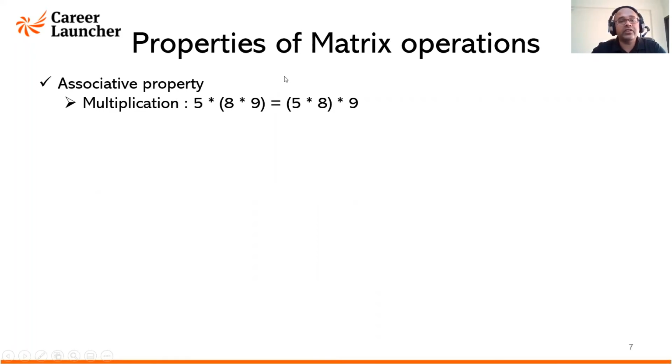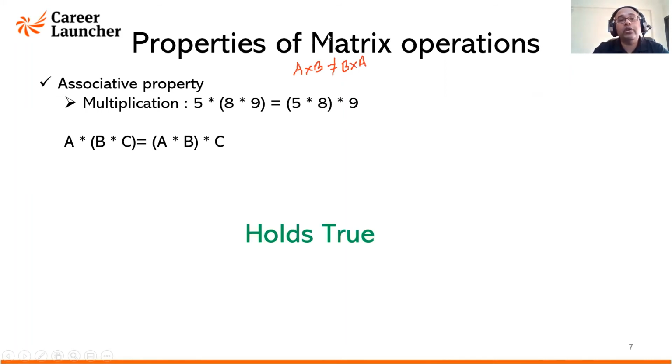What about multiplication? Associative property of multiplication. It's very interesting. Some of you might think that A into B is not equal to B into A, correct? So you might be thinking that in this case also it will not be equal. You'll be surprised that in this particular case the associative property actually holds true for matrix multiplication. So whether you multiply B and C first and then bring it to A, or you multiply A and B first and then multiply it with C, the answer will be the same. I'll show it to you with an example.